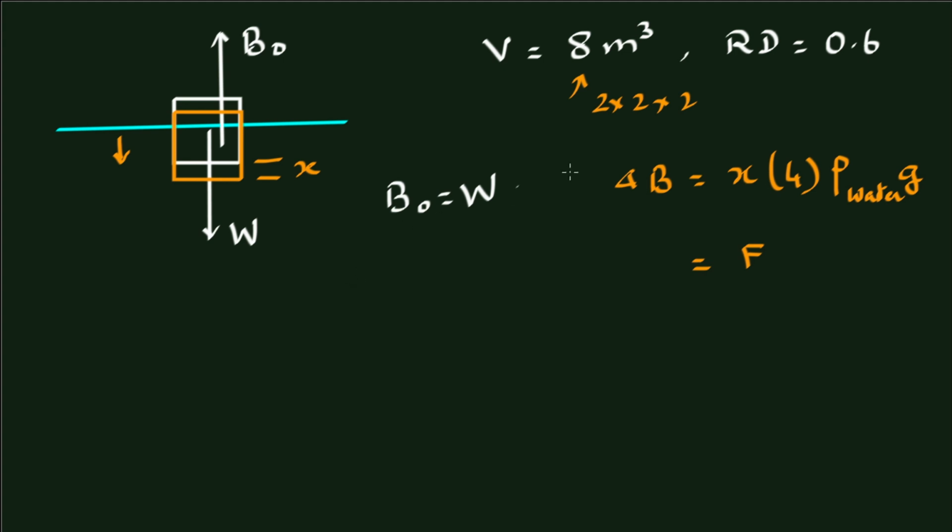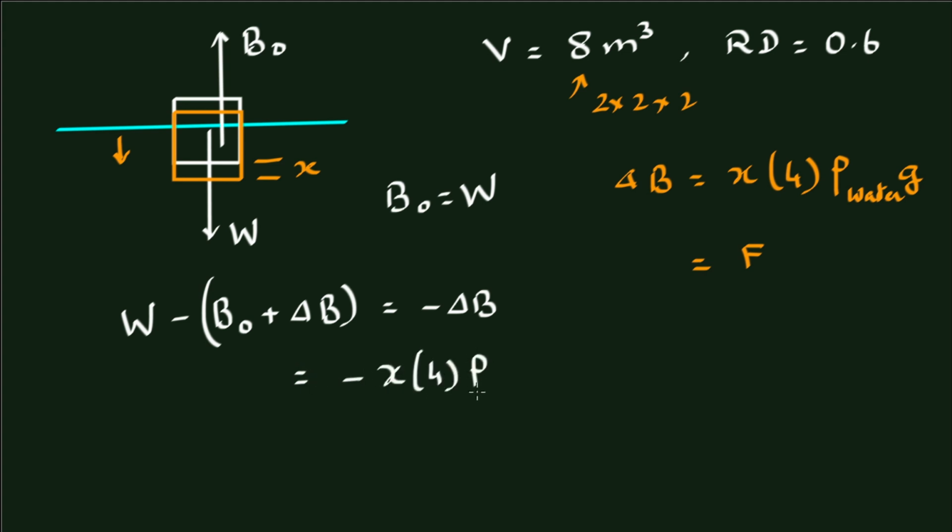So let me state it differently. I'll repeat this last part. While it's oscillating, the buoyancy is changing because the amount of liquid displaced is changing. So at some instant of time, when the displacement is x, what is the net force? Since I've taken down as positive, W minus the buoyancy, which is B0 plus the change in the buoyancy. Now W minus B0 is 0. So this gives me minus delta B as the net force. That is equal to minus x times 4 times density of water times g.